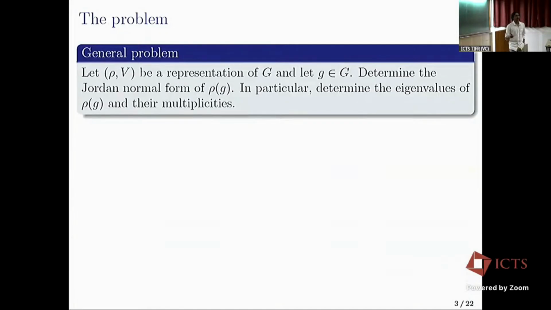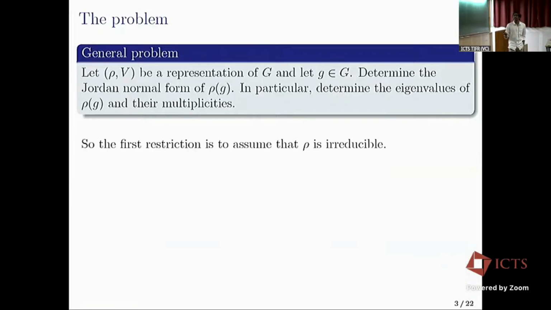So the general problem which we are interested in is, let (rho, V) be a representation and g be an element of G. Then the general question is, what can we say about rho(g), the matrix rho(g)? And the first question is, can we determine the Jordan normal form of rho(g)? In characteristic 0, in particular, we could ask, can we determine all eigenvalues with explicit multiplicities? As you can see, this is too general a problem to expect any concrete answer.